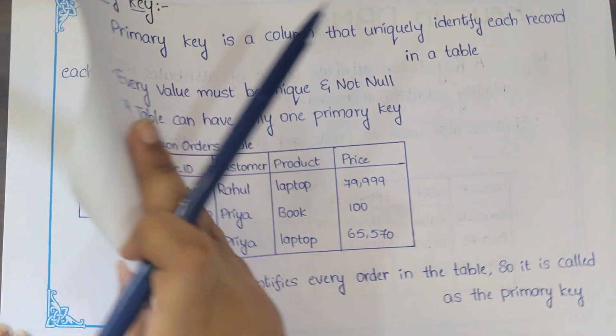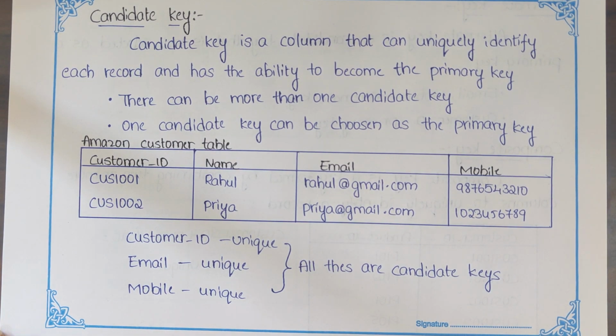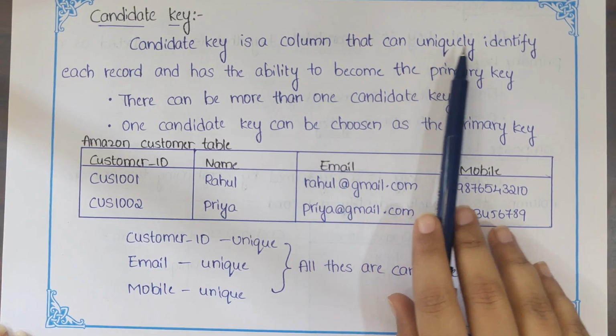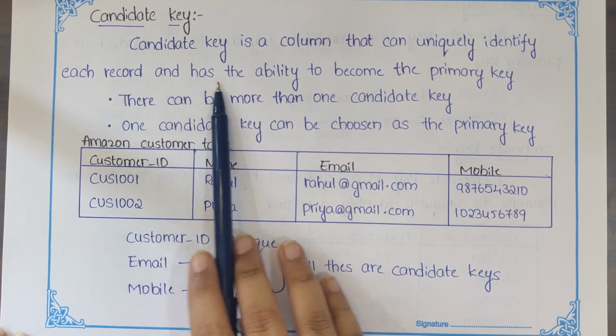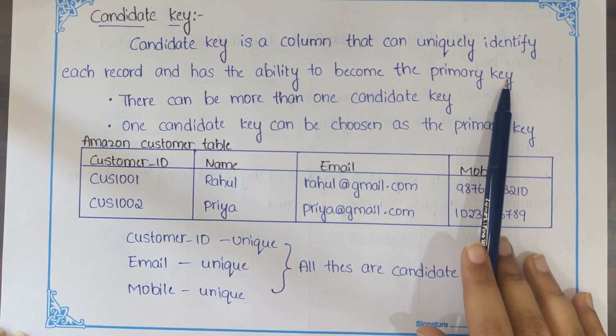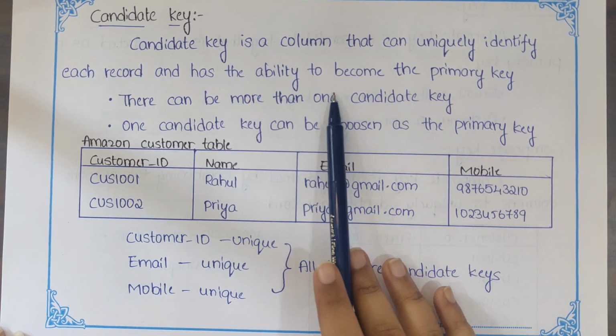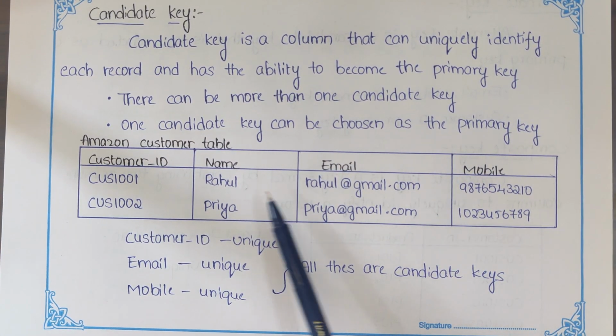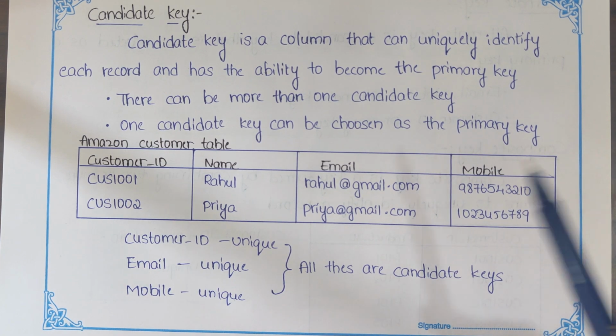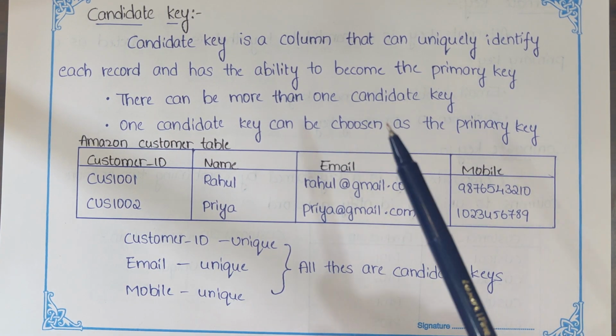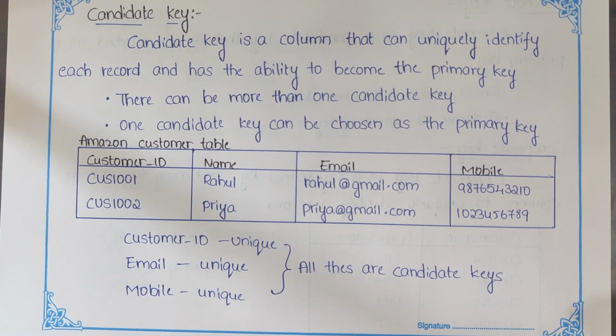Next comes the candidate key. A candidate key is a column that can uniquely identify each record and has the ability to become the primary key. This also works like a primary key. In this we can have more than one key as a candidate key, whereas in the primary key example we only chose the order ID.